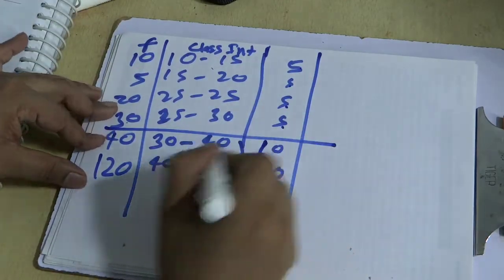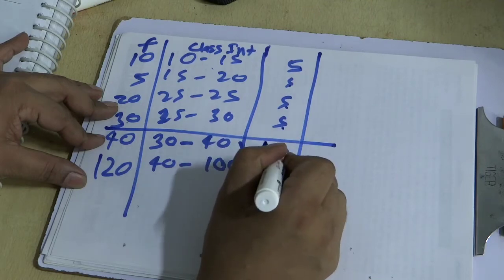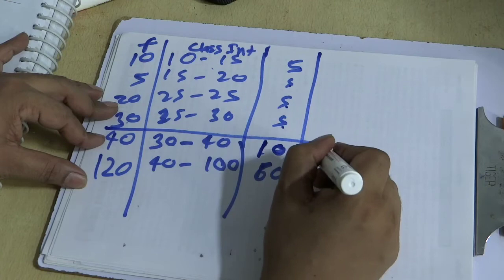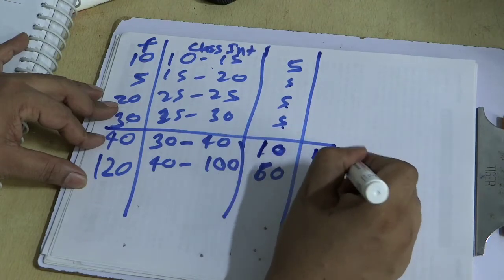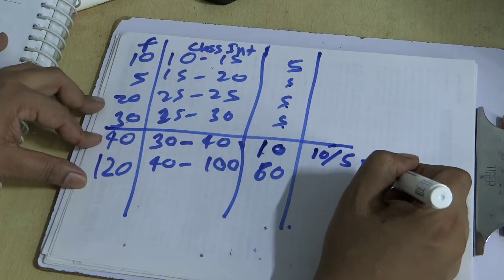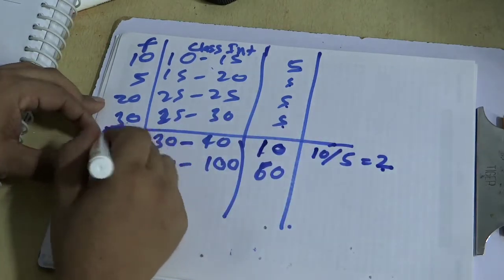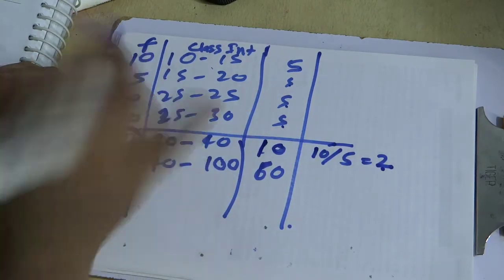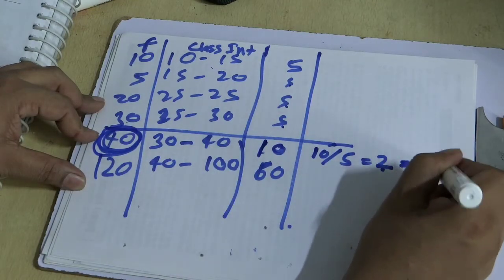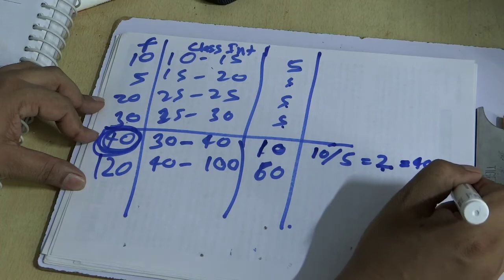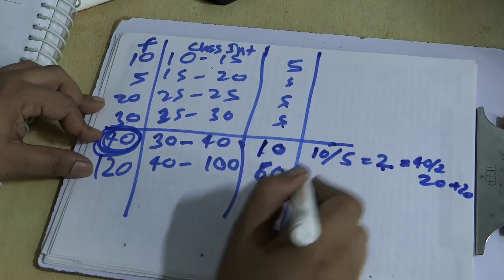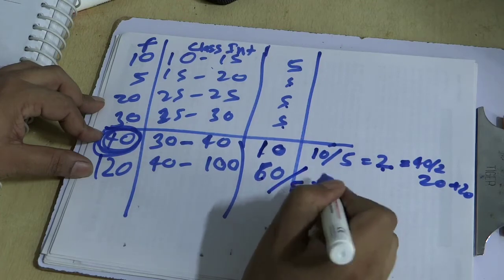Here, because the class interval is 10, which is greater than 5, we have to do 10 divided by 5, which is 2. So we put this 40, whatever is 40, between the 2, that is 40 divided by 2, which is 20. So 20 plus 20. Here the class interval is 60, we have to divide 60 by 5.